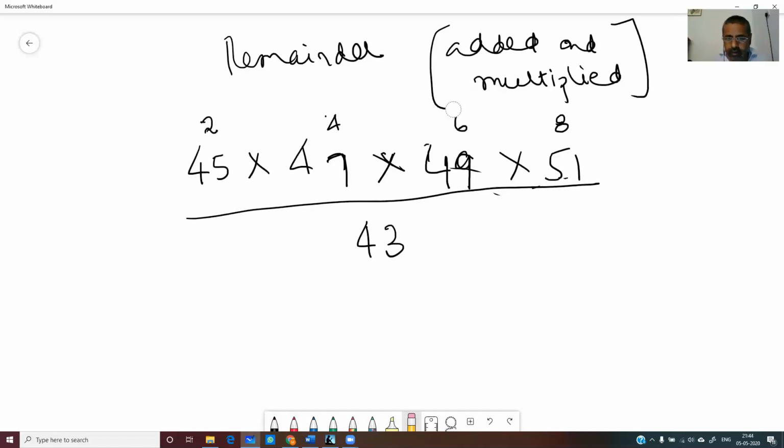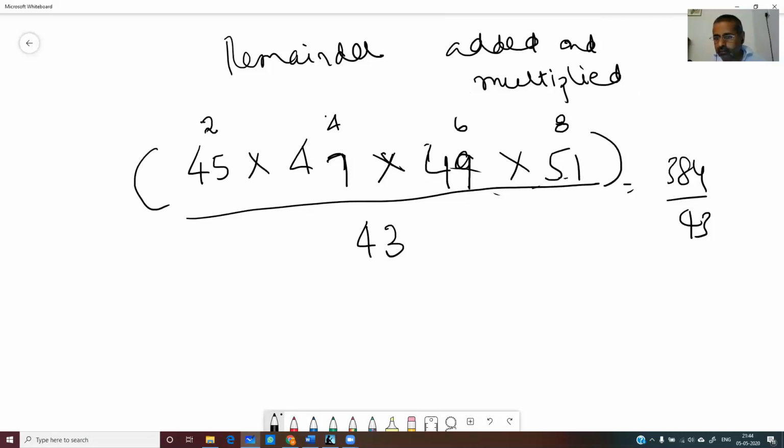That means individual remainders can be multiplied. That's what I'm saying. So 8 into 6 is 48. 48 into 4 is 192. 192 into 2 is 384. 384 divided by 43 will give you a remainder. That will be the remainder of this whole thing.